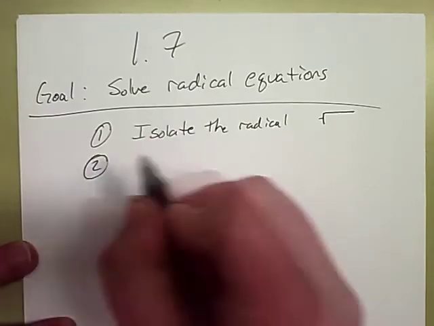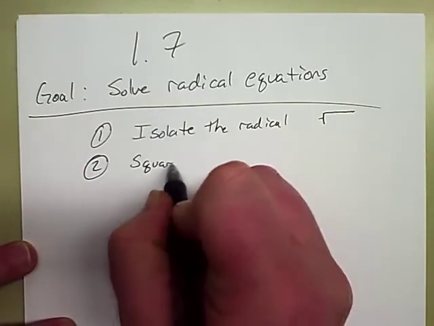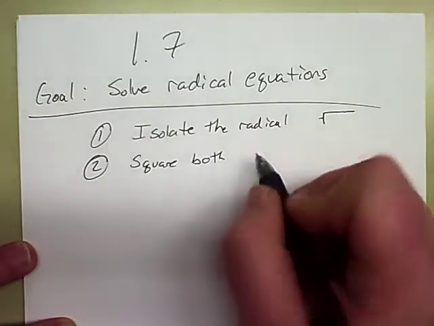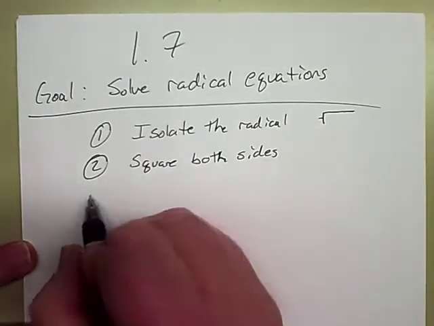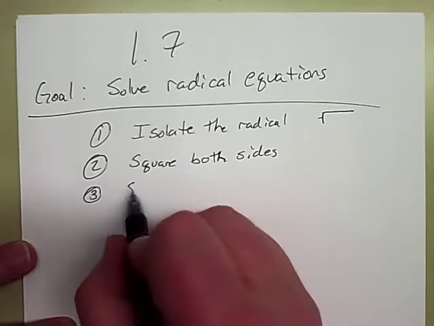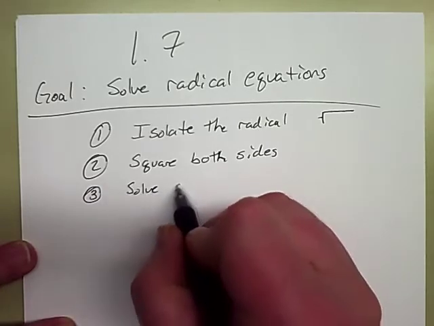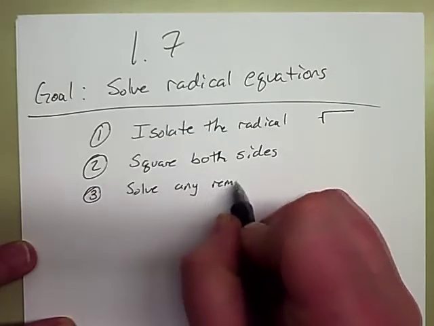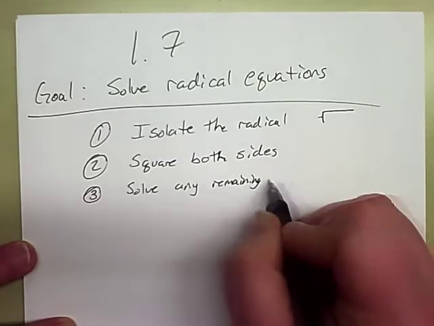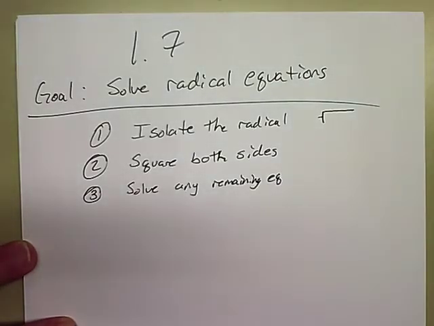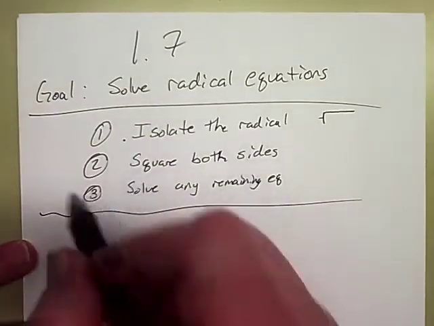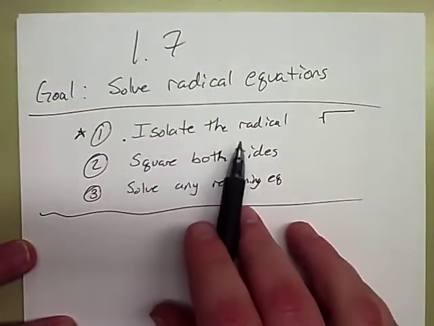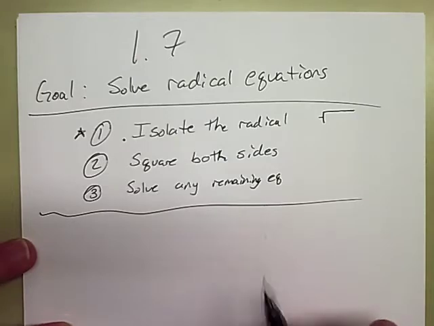The second thing we're going to do is square both sides. And then the last thing we're going to do is solve any remaining equation. All right. So sometimes we don't have to isolate the radical. Sometimes it's already isolated for us.